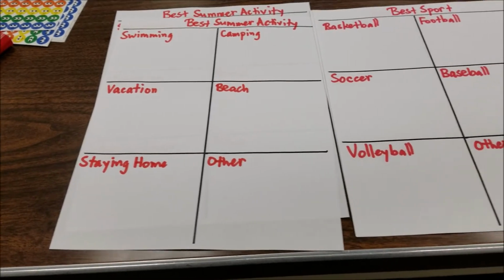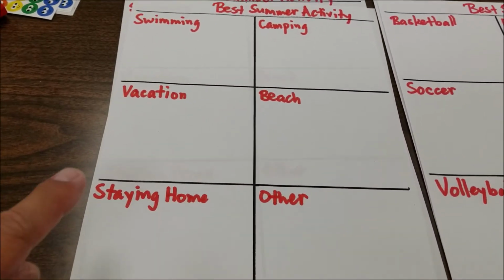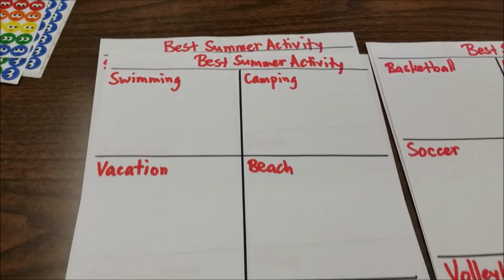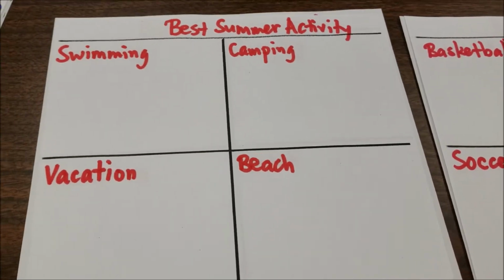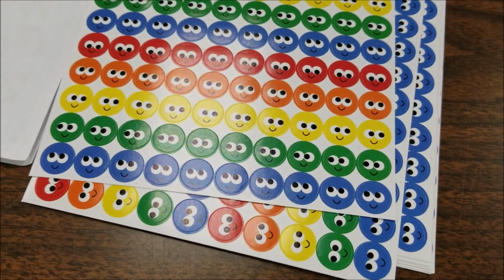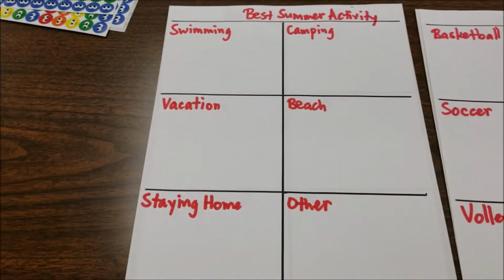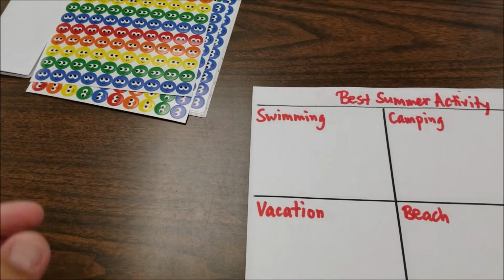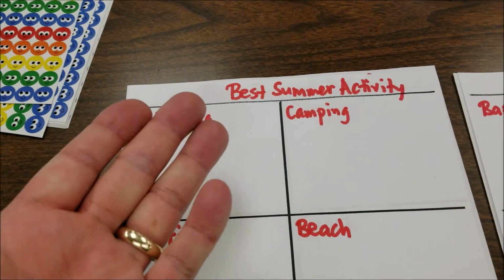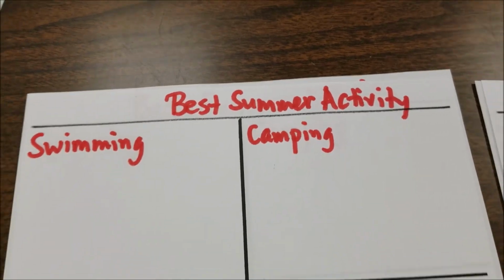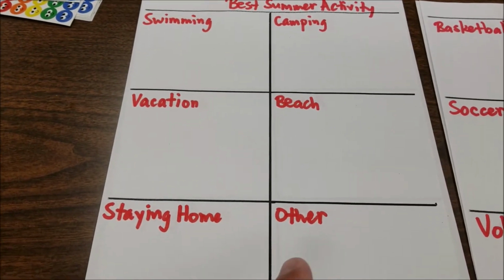Okay, so what I did is I just took a regular 8.5 by 11 sheet of paper, just drew lines to give me 6 columns, and I'm going to give students on each of these papers something to put a sticker on. So I'm going to give each student however many stickers I'm going to have papers. Right now I have 4 papers. So they're going to be able to just put their sticker on which one is the answer to the question or the topic. So I have here best summer activities: swimming, camping, vacation, beach, staying home, or other.